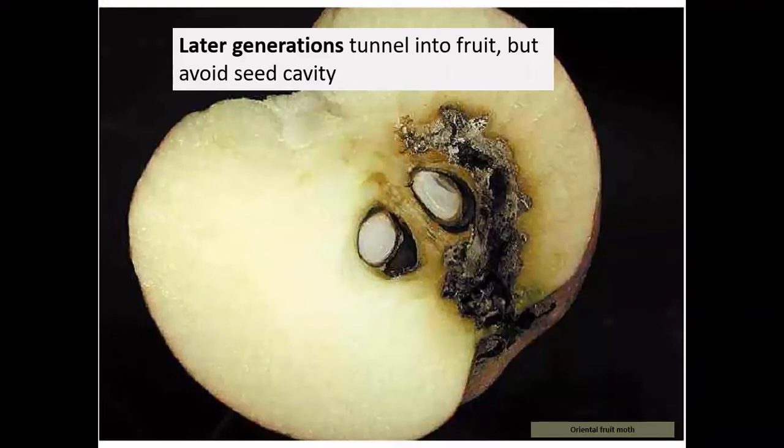Once the fruit starts to develop, the larva is an internal feeder of those developing fruitlets. This pest enters the fruit, tunnels into it, and feeds around the flesh of the fruit. It does not feed on the seed cavity. This is important for being able to differentiate it from other pests, which will be discussed at a later date.